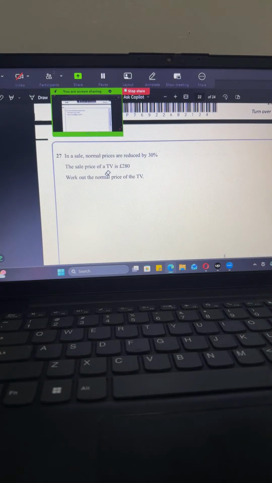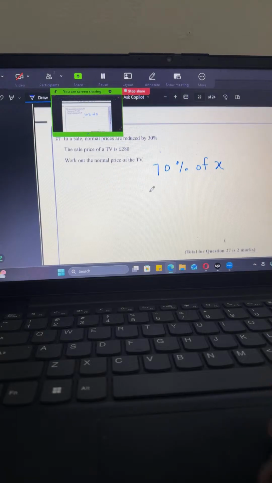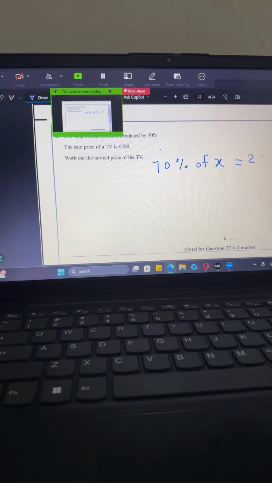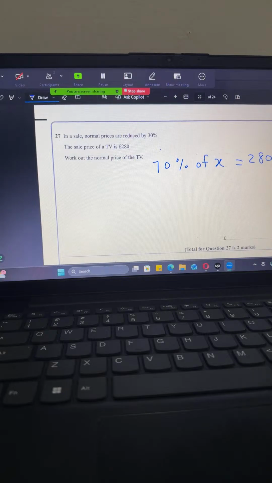Okay. So reducing 30% means that now it's 70% of the original amount, right? Yeah. We can think of it like 70% of the original amount. Let's name it X. So 70% of X is now what? 280, right? Does it make sense? Yeah. Makes sense. So 70% of X is equal to 280.